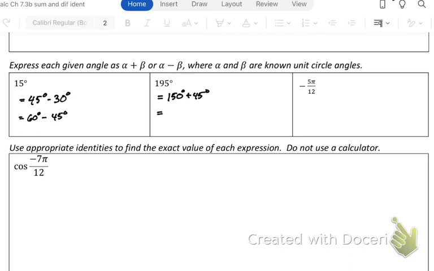Is there another way? 225 minus 30. What if I needed negative 5 pi over 12? I couldn't make it positive. How could I make negative 5 pi over 12 with angles that I know?